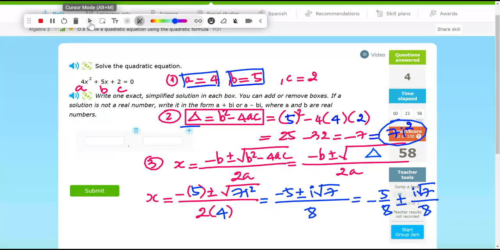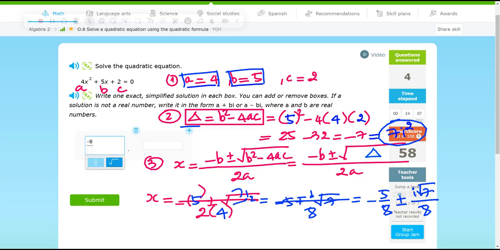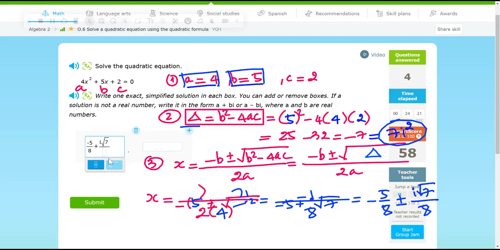Okay, so I enter into the 2 boxes here. One with the plus side and one with the negative side. Okay, subtract 5 over 8. Move your cursor over, plus, I do the fraction again. I, do not forget the i. Square root of 7 over 8.